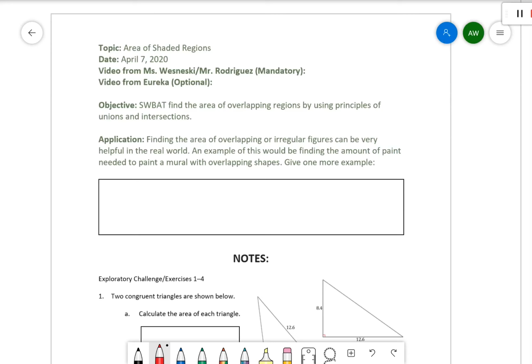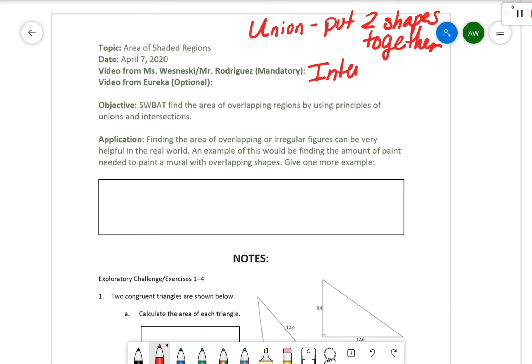Hello everyone. For our second lesson today, we are going to find the area of overlapping regions by using principles of unions and intersections. A union is where we put two shapes together. And an intersection is when we have overlapping parts of shapes.